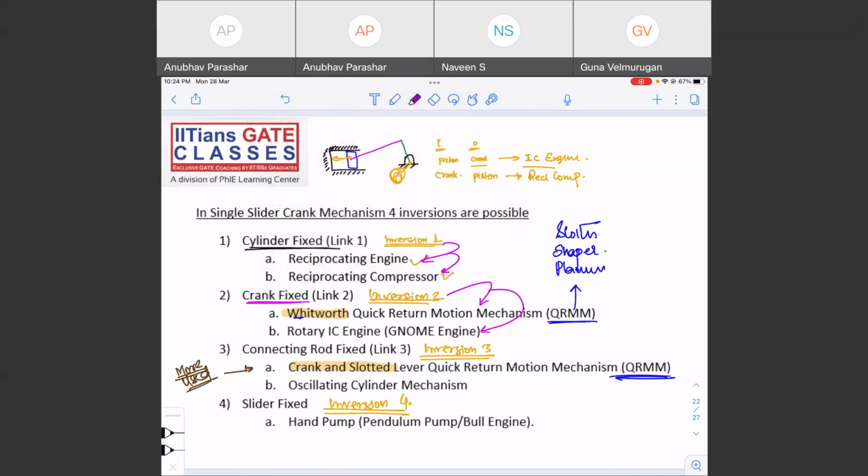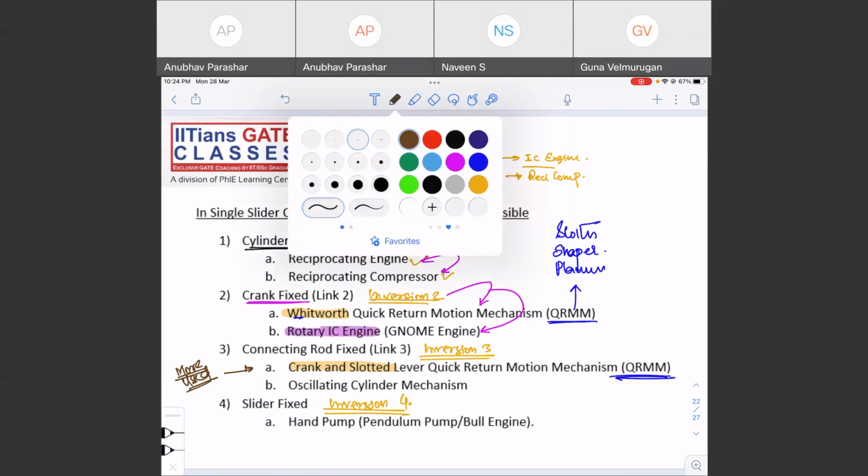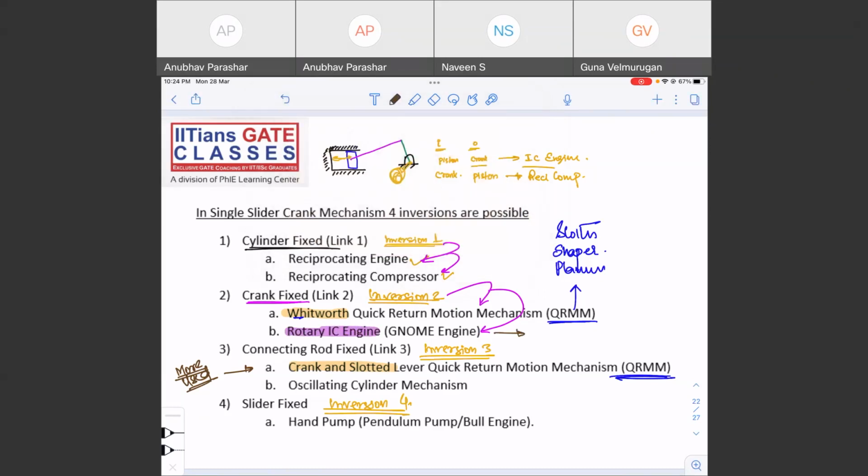Now again, crank fixed, you have rotary IC engine. The rotary IC engine is generally used in rockets. Earlier it was used in rockets and big aeroplanes, right? Earlier aeroplanes were made up of rotary IC engines. Nowadays aeroplanes generally have jet engines, right? Then you have the oscillating cylinder engine, not much in use nowadays.